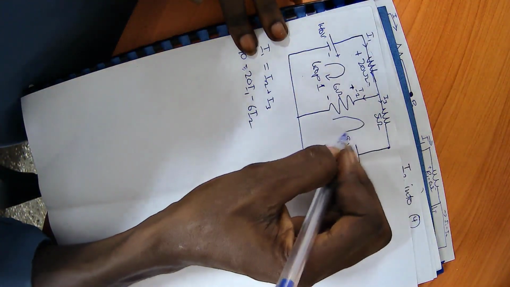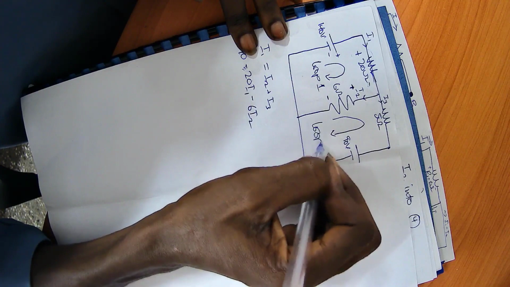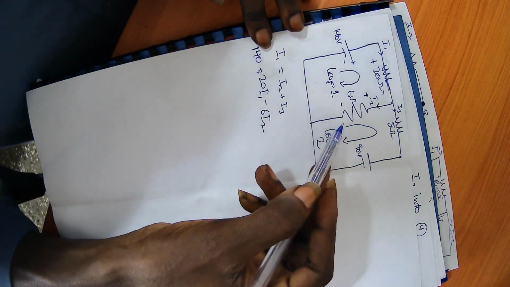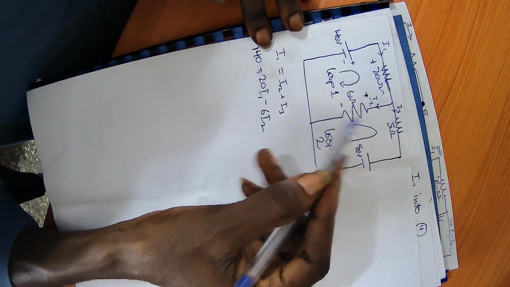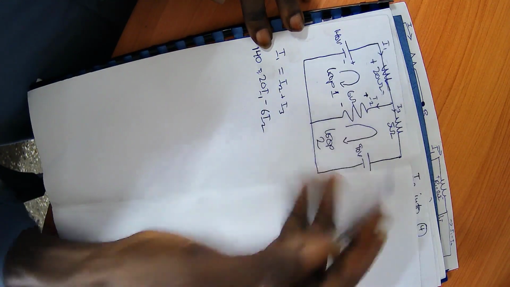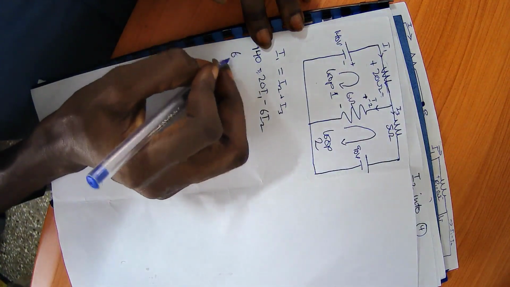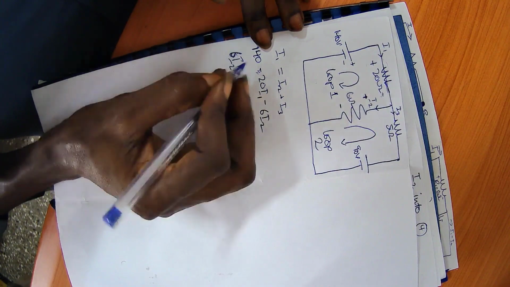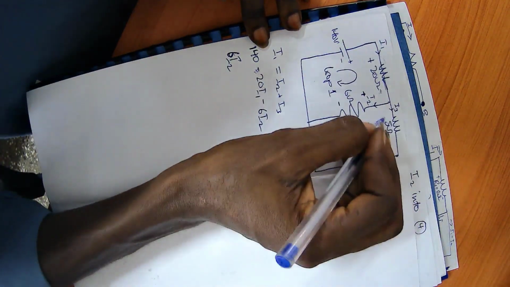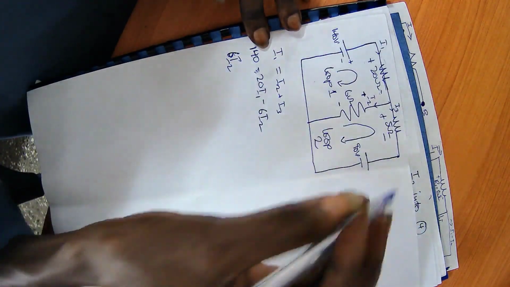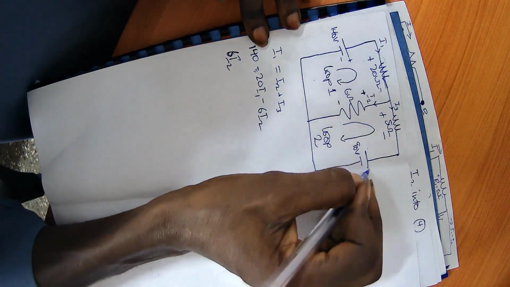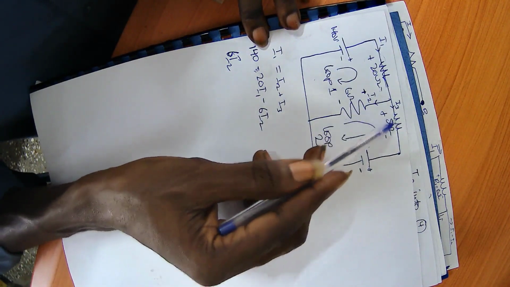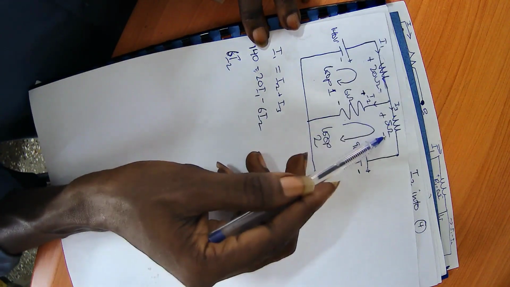Then let's come to loop 2. So here I'm starting from here, so here is negative. I'm going to positive, that means voltage is increasing. So positive 6 I2. But here it will be this way. Here it will be like this. Because the loop is going this way, here will be positive, here is negative.